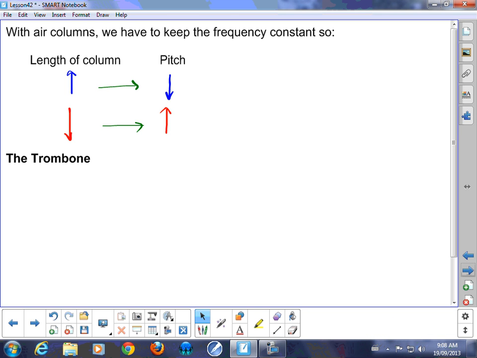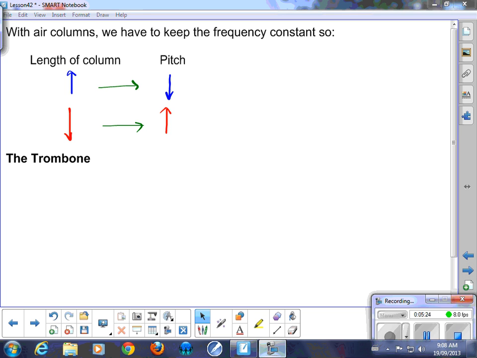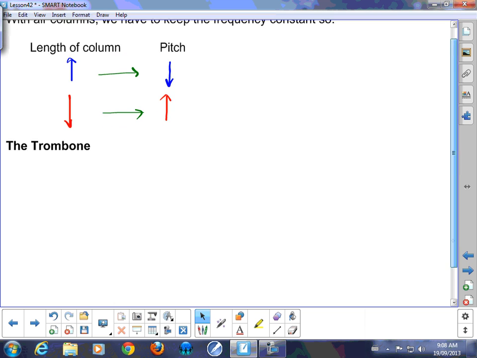So let me talk about a couple of instruments in particular. The first one I'm going to talk about is the trombone. The trombone is a unique instrument.